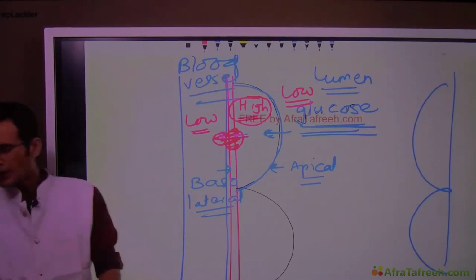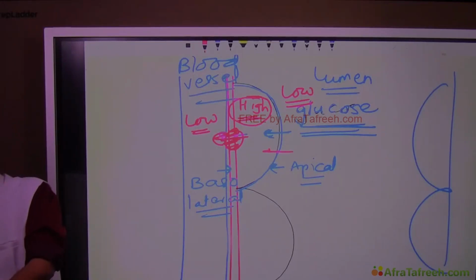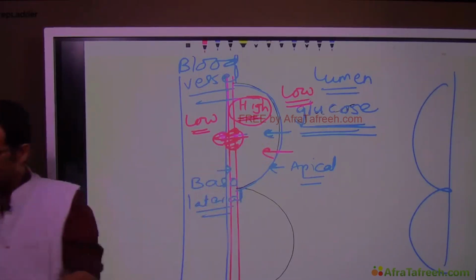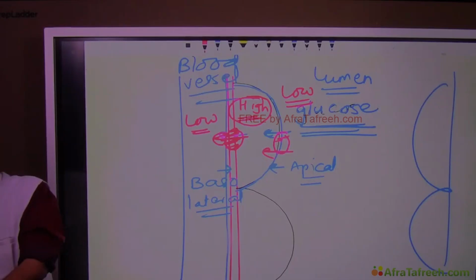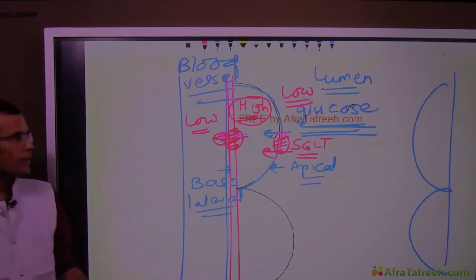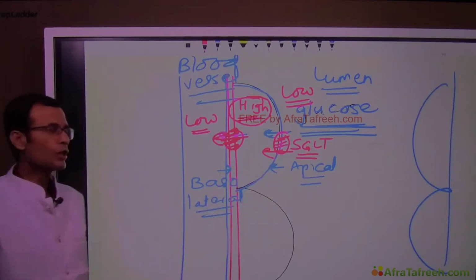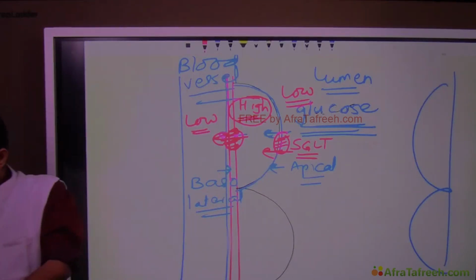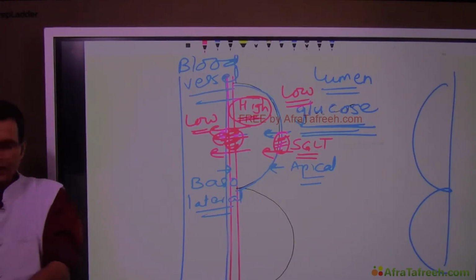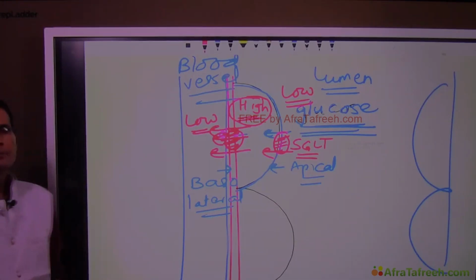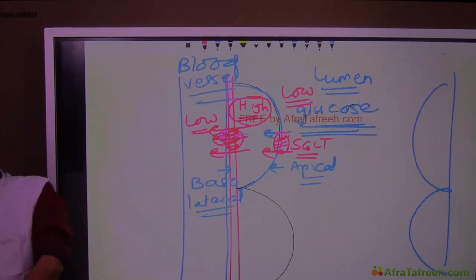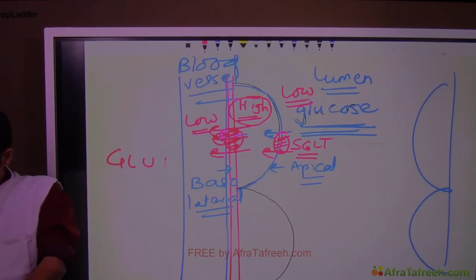So low to high, when glucose is entering the cell, it uses a secondary active transporter, and the carrier is called SGLT, sodium glucose transporter. And high to low, when glucose leaves the cell, it's facilitated diffusion, so it will use GLUT, this transport protein. This carrier protein will be GLUT.